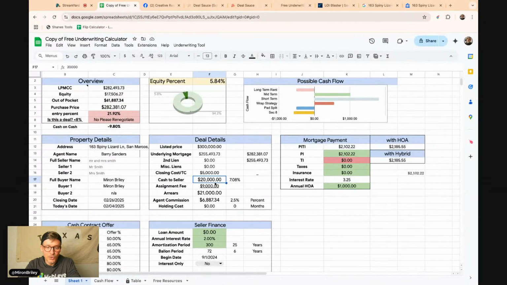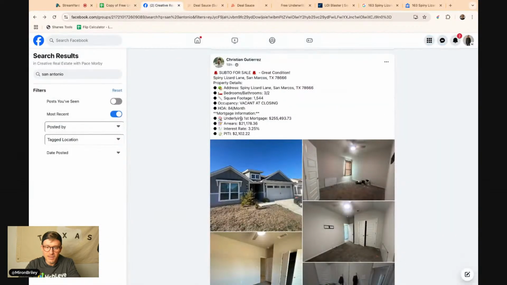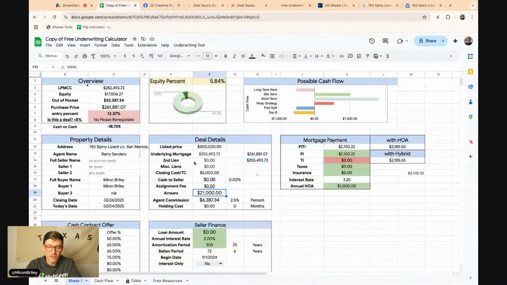So how about this? I'll just tell you what I would pay. So it's a $20,000 arrears, right? Is that this deal? Yeah. That's it. I'm trying to get to like 8%.